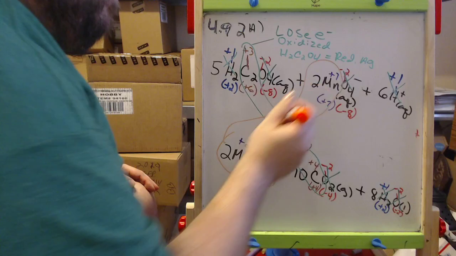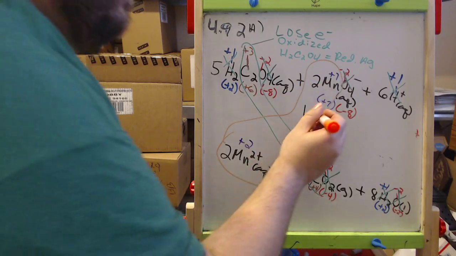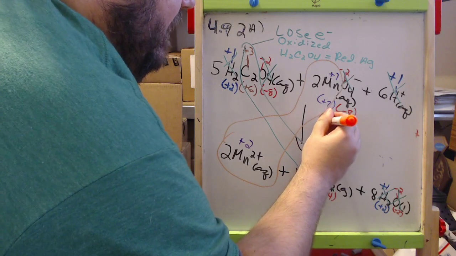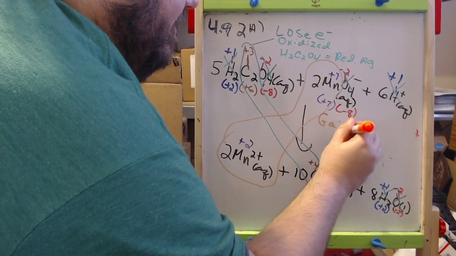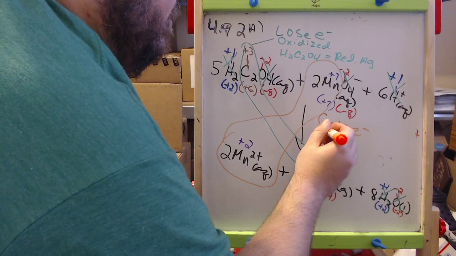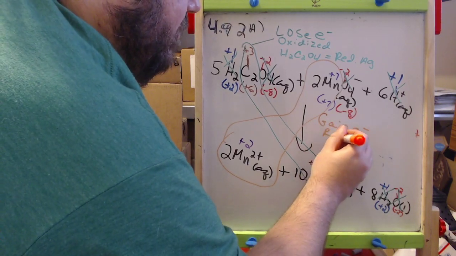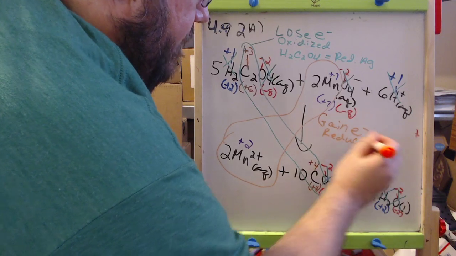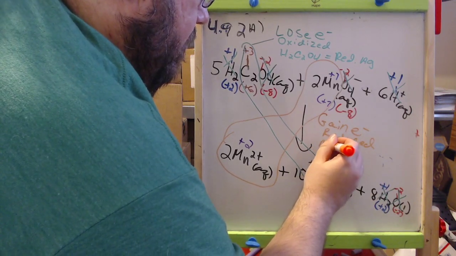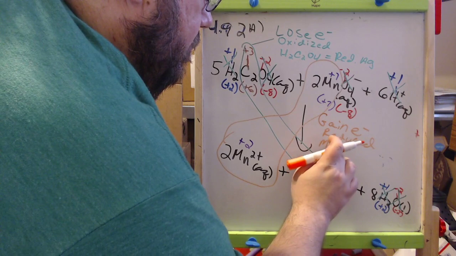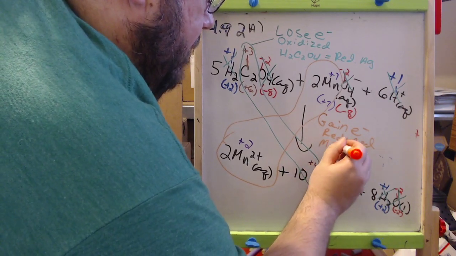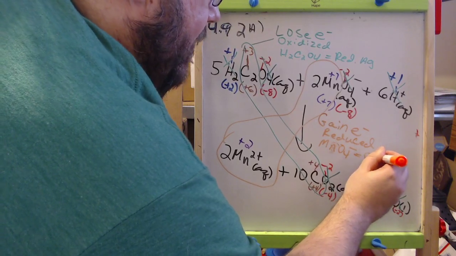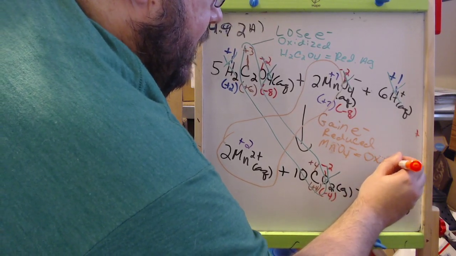Manganese went from a +7 to a +2. It became more negative. It had to have gained electrons. Therefore, it was reduced. Therefore, MnO4 minus is my oxidizing agent.